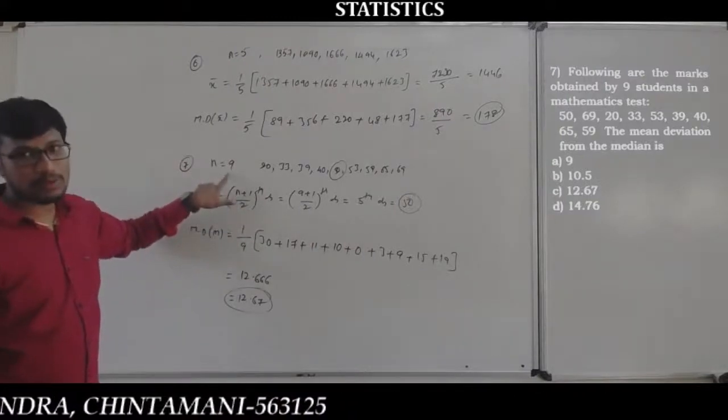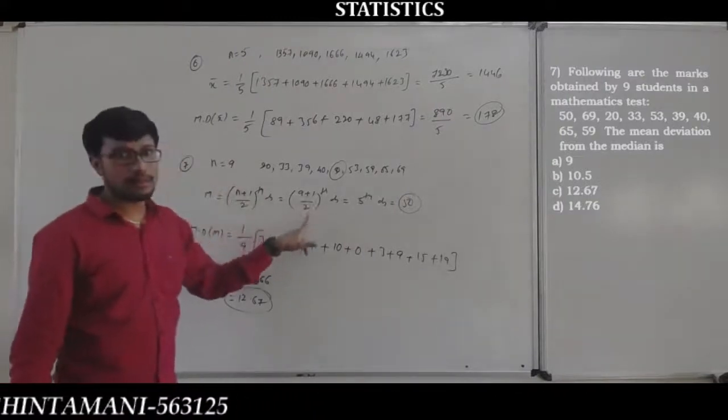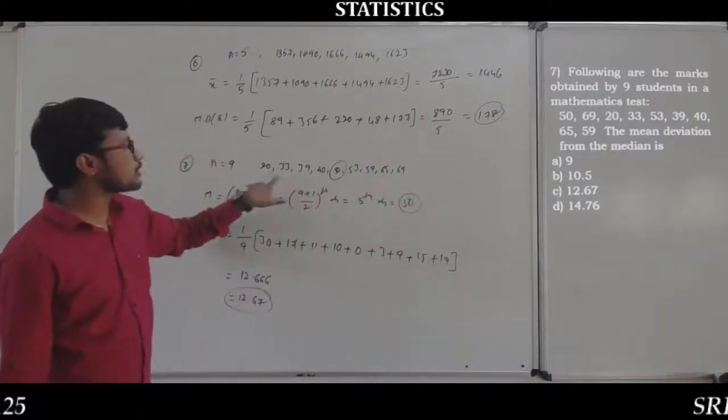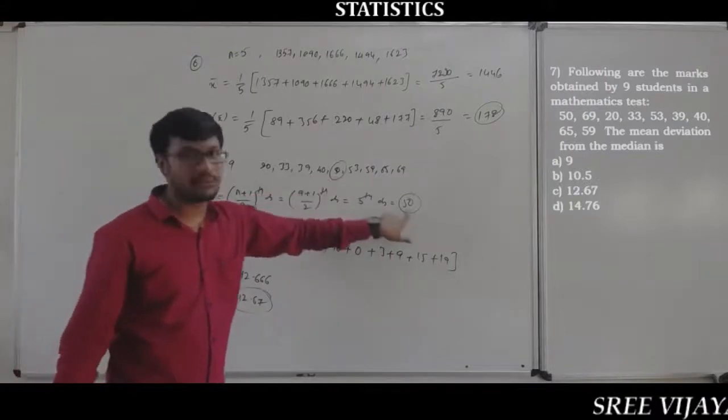N is 9. Number of observations is 9. 9 plus 1 is 10, and 10 by 2 is the fifth observation. In the distribution, counting 1, 2, 3, 4, 5, the fifth observation is 50. This is the median.